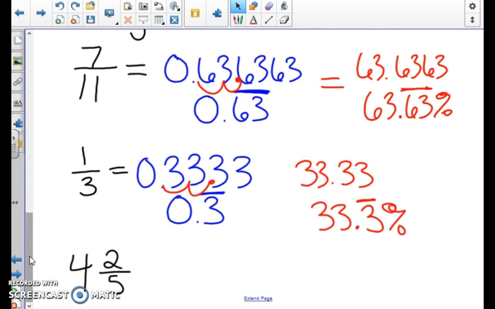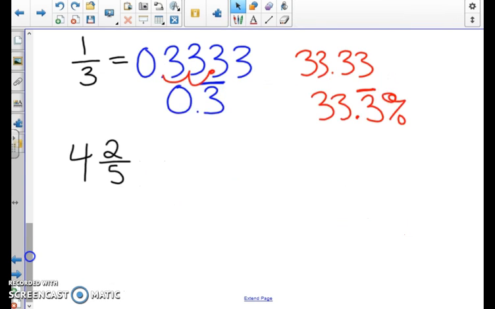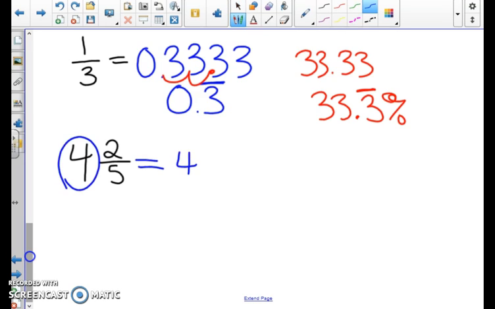And last but not least, 4 2/5. So I start off by writing the whole number, which is 4. And then in my calculator, I do 2 divided by 5, which is 0.4. So 4.4, that's it. Nothing's repeating. It's just 4.4. Done. In terms of my decimal, my percent, I go to my decimal and then I double dip to the right.